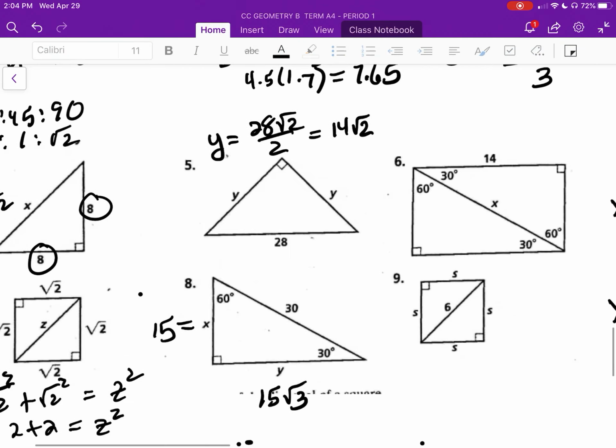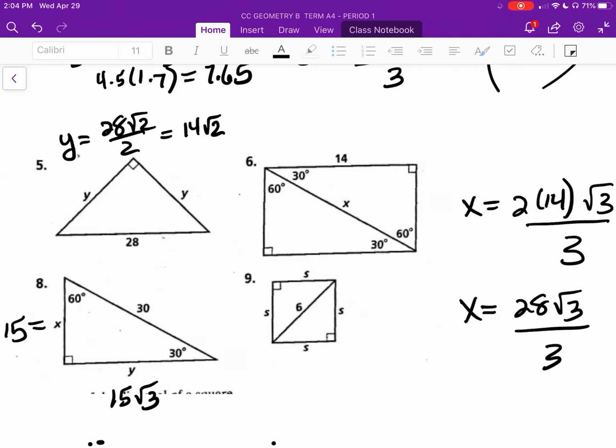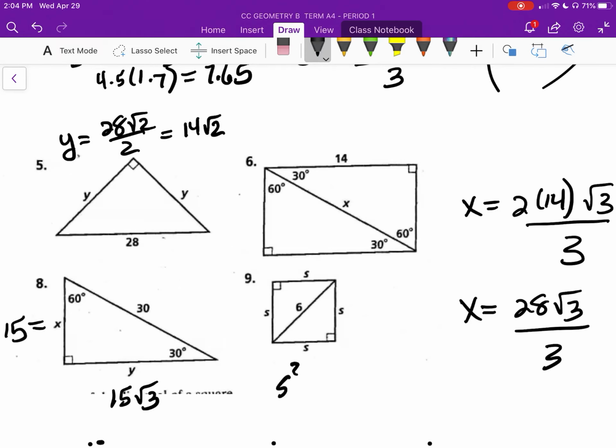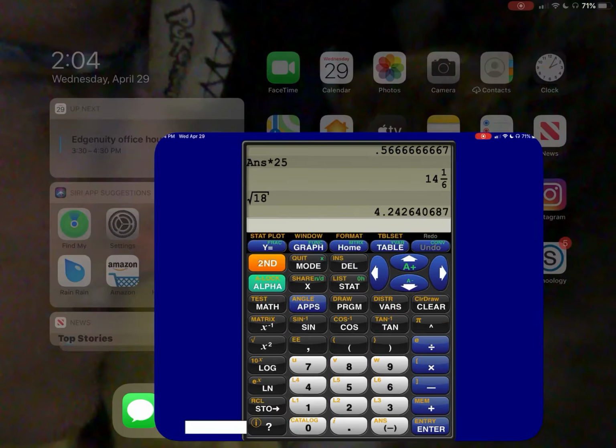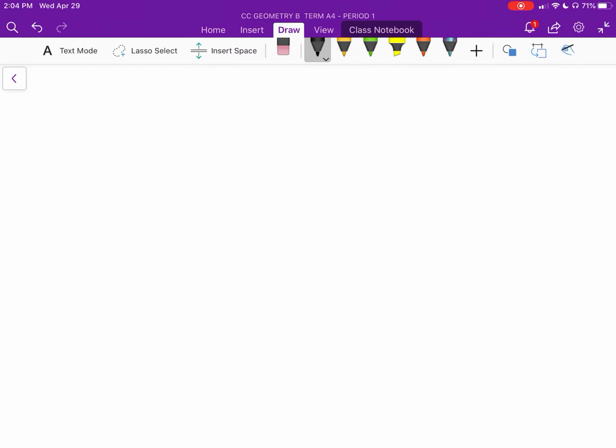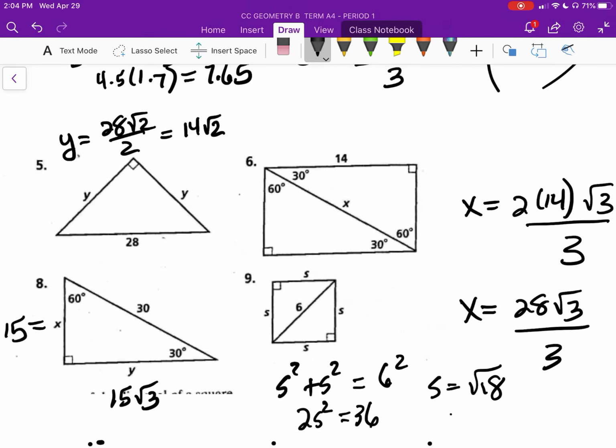And then in my last example, I have a square, and again, I can use Pythagorean theorem here. I can say that s squared plus s squared equals 6 squared. So that's 2s squared equals 36. So s is equal to the square root of 18. And the square root of 18, I'm going to use my calculator. I end up getting 4.24. So s comes out to be, once I get my screen back, 4.24. And so that is special right triangles.